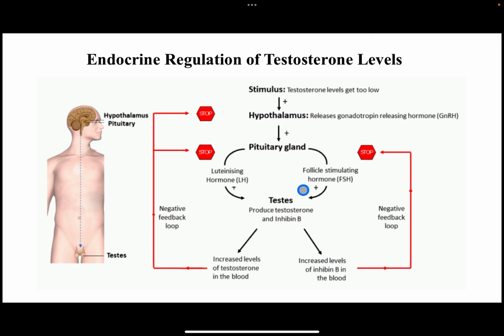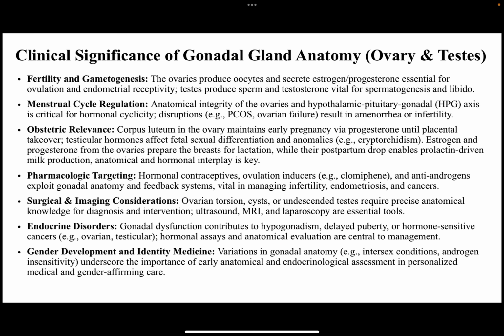Now that means that if someone is having a problem with any part of this axis, it can create a lot of problems relating to conditions like infertility. Okay, so let's assume your testosterone levels get very low and your hypothalamus is having a problem, you are not going to release gonadotropin releasing hormone, and therefore the pituitary gland will not be stimulated to produce luteinizing hormone and then follicle stimulating hormone. So such a person may suffer conditions like infertility. If it's a female, the person may be infertile.